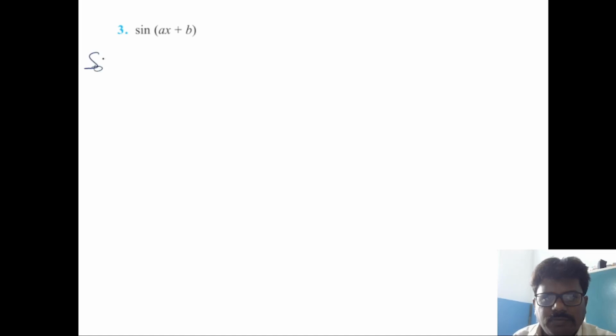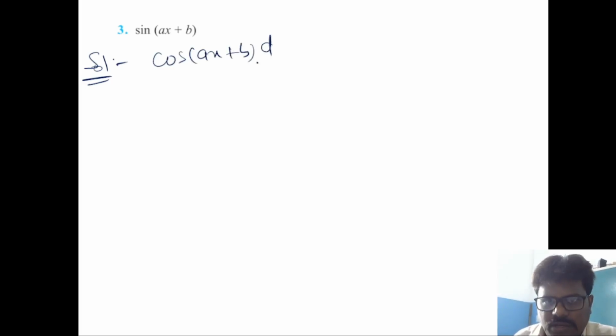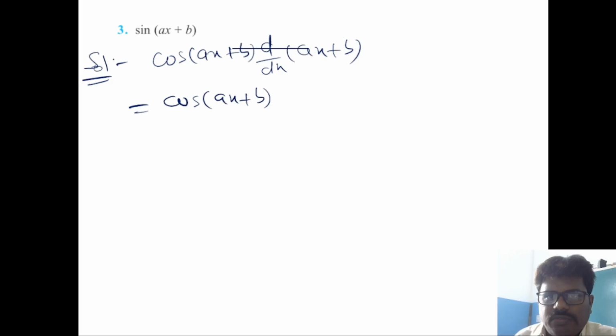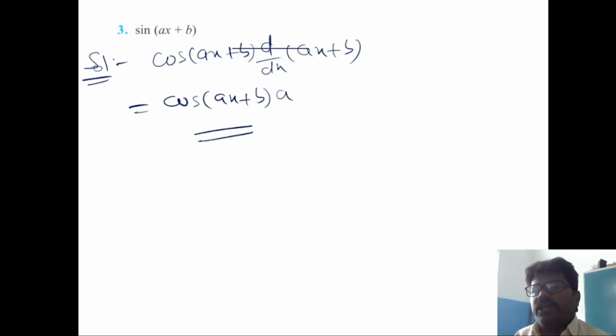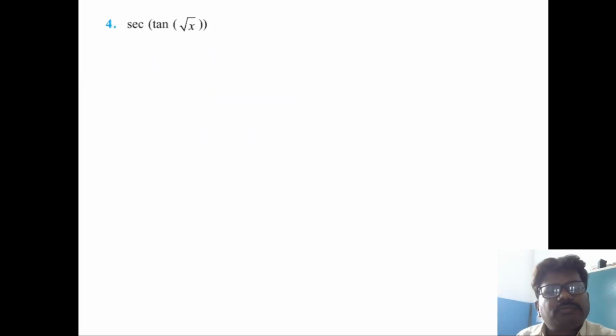Next, question number 3: sine of (ax plus b). So same here, let it be x. So the differentiation of sin x is cos x. So here it will become cos(ax plus b), and now we have to write the differentiation of this ax plus b. The differentiation of ax is nothing but a, and b is a constant, so its differentiation is 0. So a into cos(ax plus b) is our solution for this.